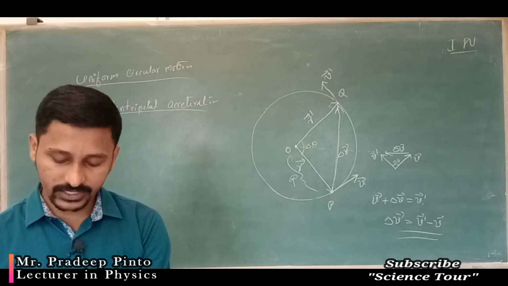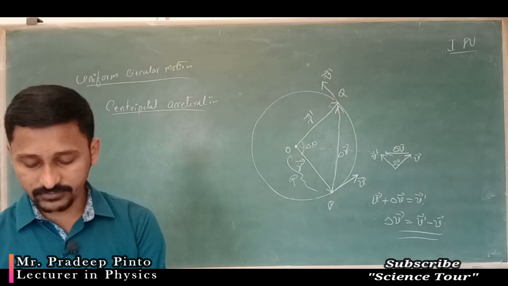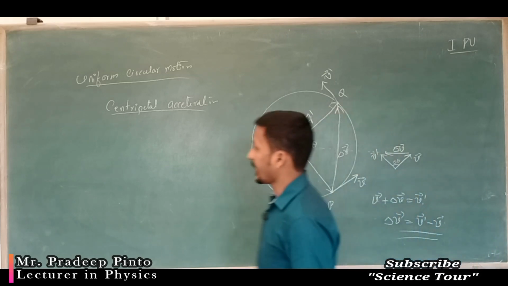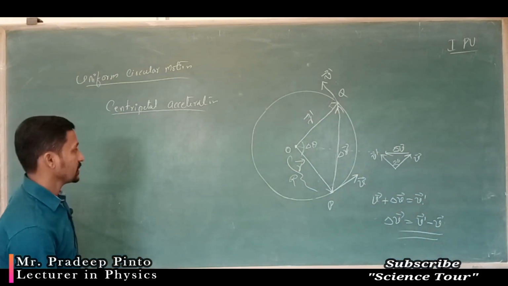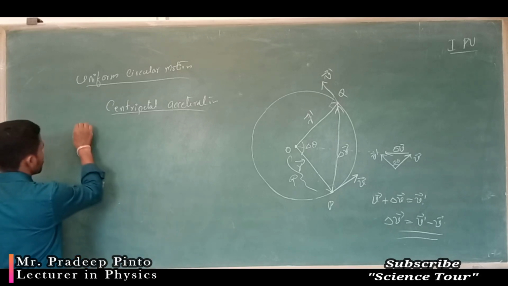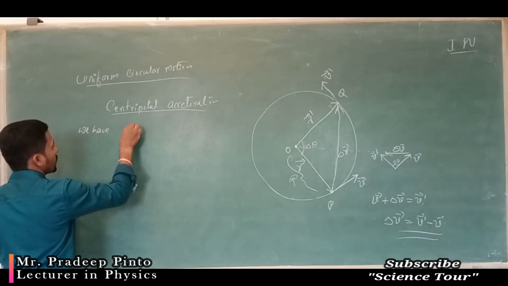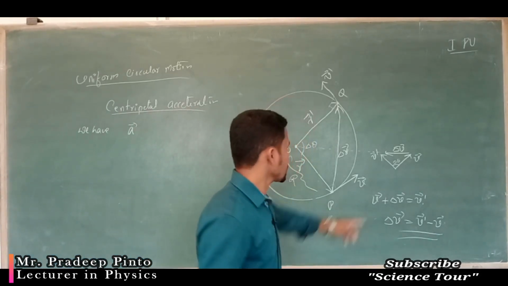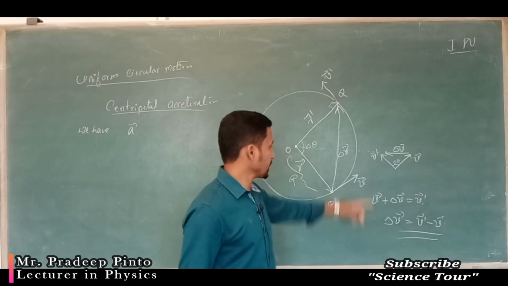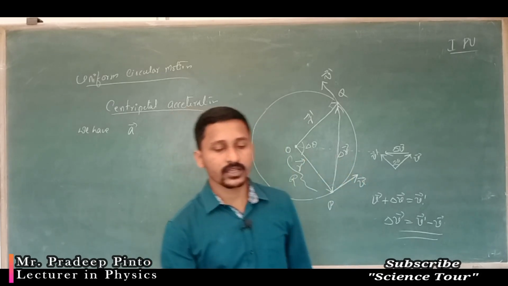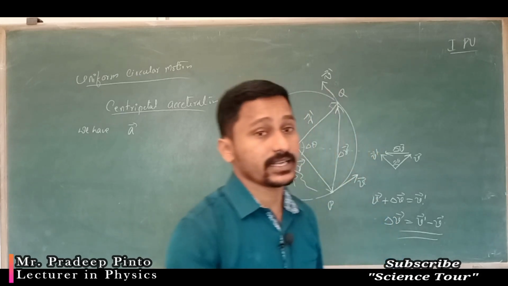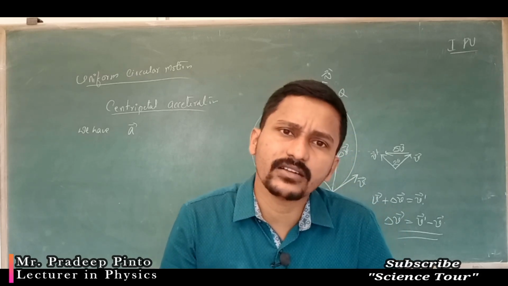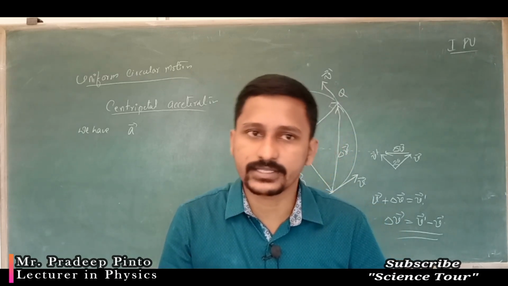So how can I find the acceleration? What is the expression for acceleration? Before that, write: moving at constant speed. The direction of the acceleration is always towards the center. This acceleration is called centripetal acceleration, that you have to write down. Why is it called centripetal acceleration? Because it is in the direction of the center.